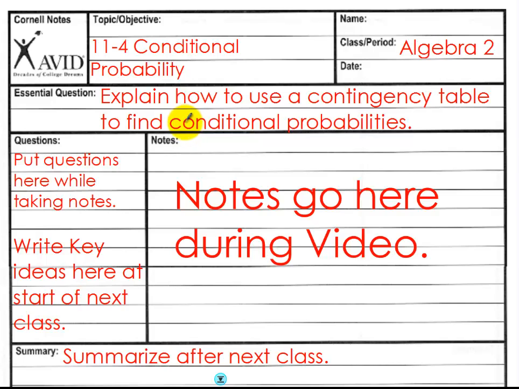Welcome Algebra 2. This is 11-4, Conditional Probability. The essential question is, explain how to use a contingency table to find conditional probabilities.